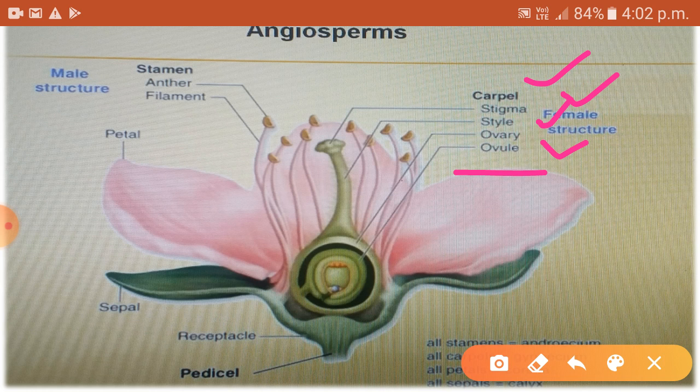Carpel is thought to have evolved by the fusion of two adjacent edges of a flattened megasporophyll bearing ovules. During this process, ovules get enclosed. The carpel, or the female reproductive part of a flower, is called gynoecium. Sometimes there will be one or more carpels. This flower has only one carpel. Inside the ovary, usually many ovules can be seen. Here only one ovule is being shown.